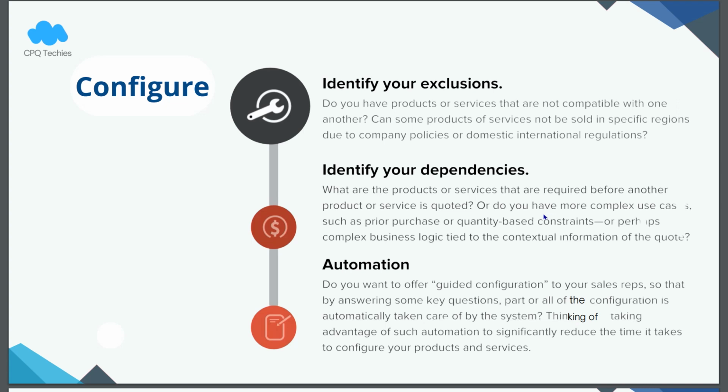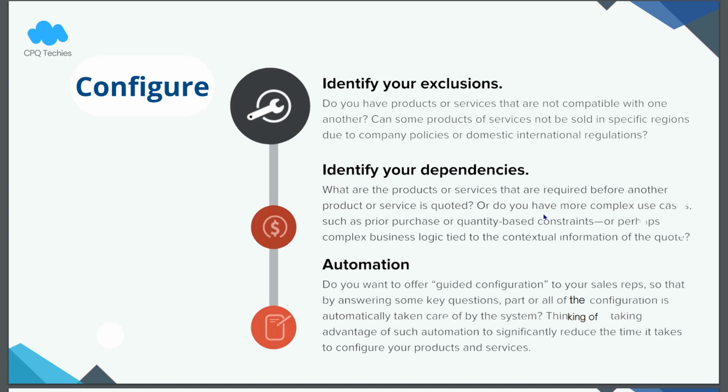So there we can identify if there are any kinds of dependencies between products. If I am selecting product 1, then product 2 should be automatically selected, or it is required that I select product B. Or I can't select product B unless I have selected product A. Those are the things we need to consider.